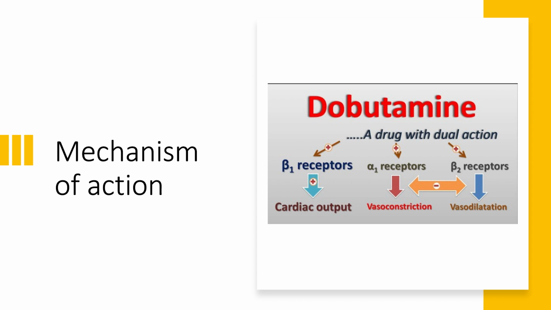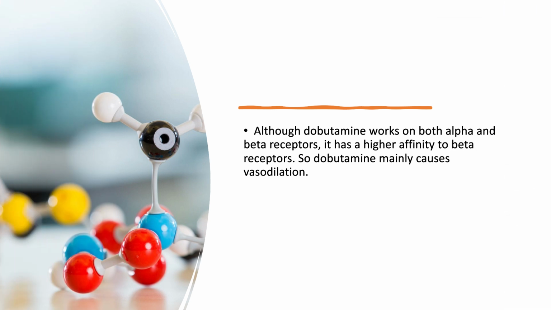So, which effect do you think will occur while using dobutamine? Dobutamine has a higher affinity to beta-2 receptors than alpha receptors, so it may actually cause vasodilation, which may cause hypotension in high doses. This is a very important point that we have to keep in mind, as this means that if we have a patient in hypotensive shock, we cannot give him dobutamine, especially in high doses, as it may worsen the hypotension.